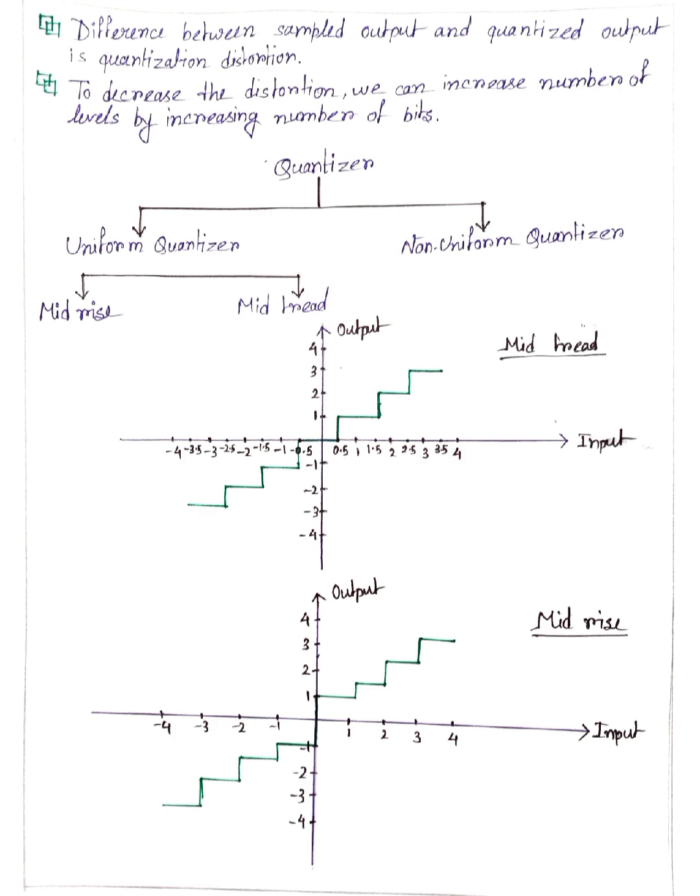In mid-tread quantization, the zero level is placed exactly in the middle of the quantization range, and the positive and negative levels are distributed symmetrically around it. In contrast, in mid-rise quantization, the zero level is not included in the quantization levels, and the positive and negative levels are distributed asymmetrically around it.